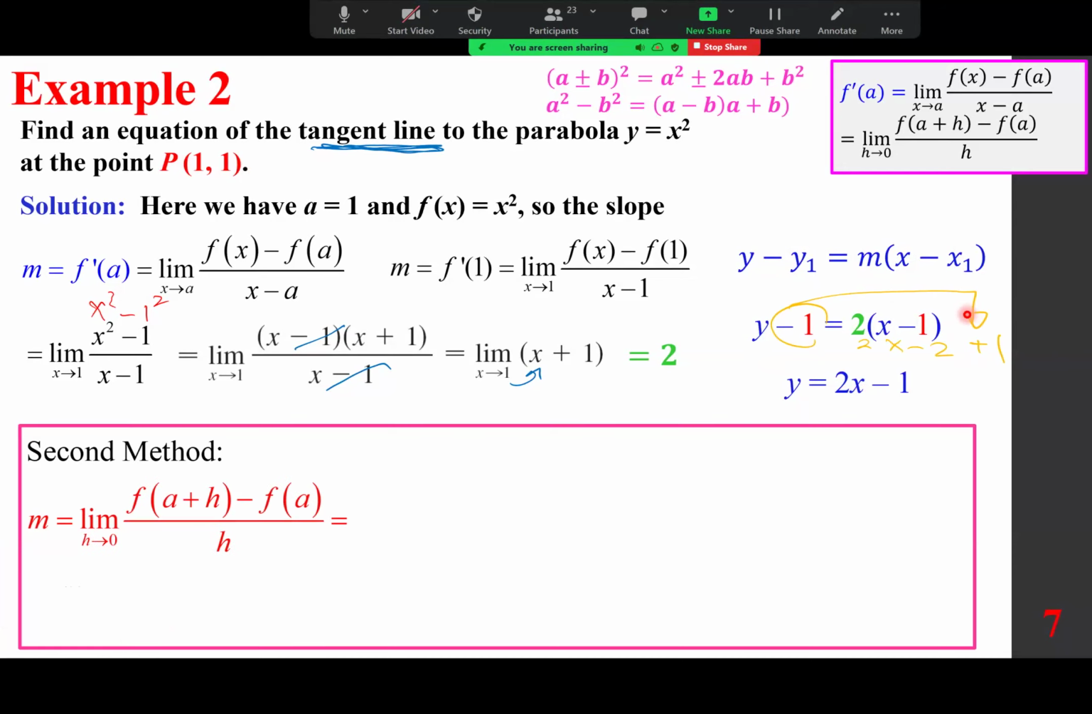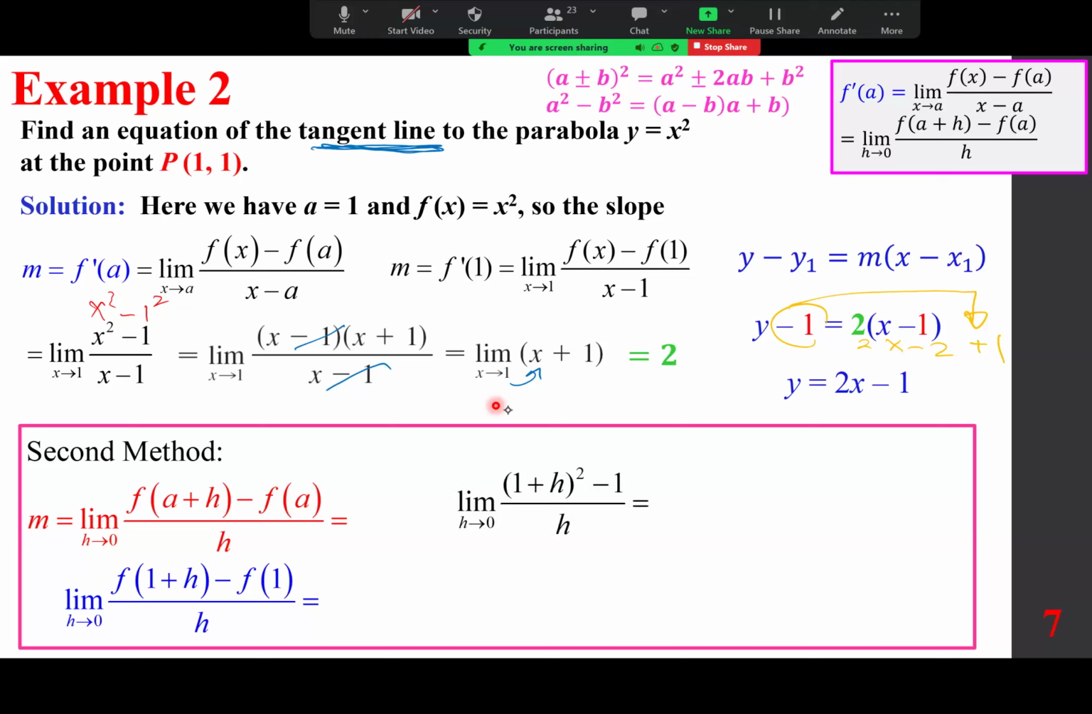I'm going to use the second method, which means I'm going to find this slope again. I'm not going to go through that process, just the slope. And of course, a is 1. So the limit of f of 1 plus h minus f of 1 over h as h approaches 0. You can always evaluate this fraction, simplify, and in the end, then you say limit of that simplified version. You can always do that, okay? So you can calculate this, simplify. Or you can calculate f of a, you can calculate f of a plus h step by step.